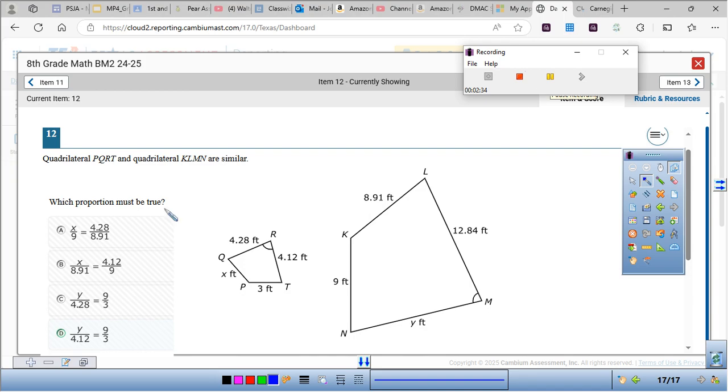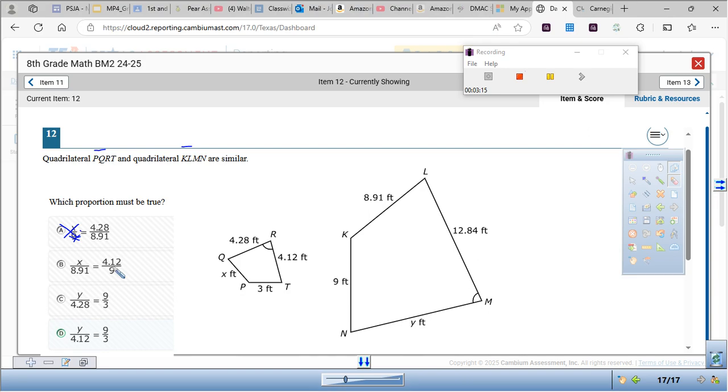So this one here is saying a quadrilateral PQRT and quadrilateral KLMN are similar. So the way they write that, guys, is very important. PQRT means that P corresponds to K, Q corresponds to L, R to M, and T to N. And so it's very important that the way they name it here is consistent. So X is going to be right here between Q and P. So we have to compare it to KL. Okay, so where's KL? KL is 8.91, and this should be 8.91 down here, and it's not, so that one's out.